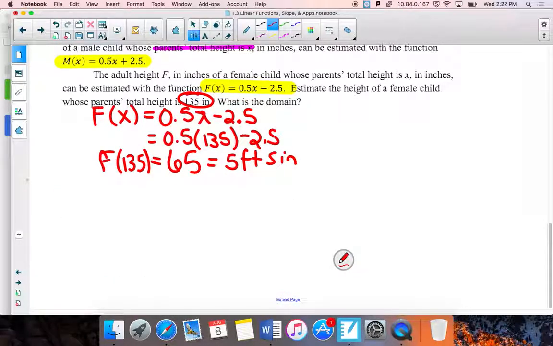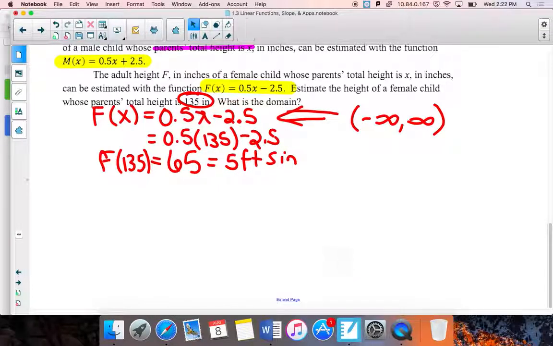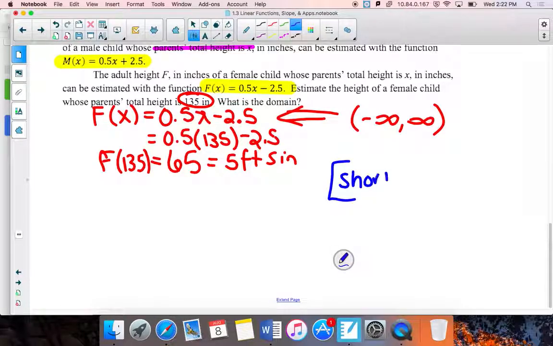And then this one's asking what's the domain. When we talk about the domain of just a linear equation, domain would typically be negative infinity to positive infinity. But in this question, that doesn't make sense because it doesn't make sense for somebody to be a negative height, and it doesn't make sense for somebody to just grow forever and ever. So I would like for you to try to think about which heights would make sense. How short could a female be, and then how tall could a female be? So I'm looking for two different numbers, shortest and tallest.